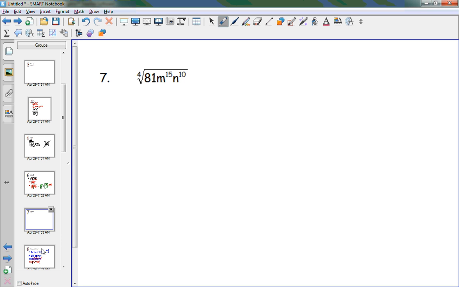Okay, number 7. Talk to me. Is 81 a perfect fourth? Yes, perfect. Okay, what about this? Is 15 divisible by 4? No, so I need a number lower than 15 divisible by 4. 12. So this is going to be the fourth root of 81, m to the 12 times what?